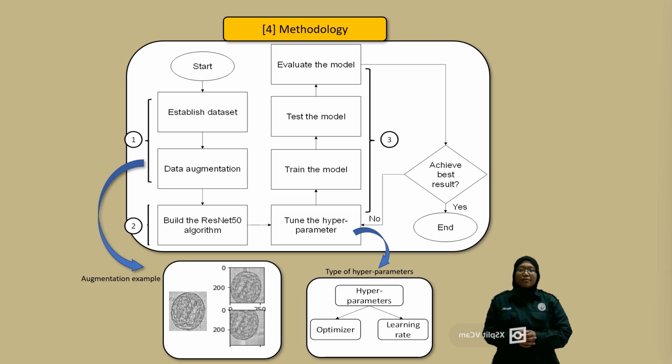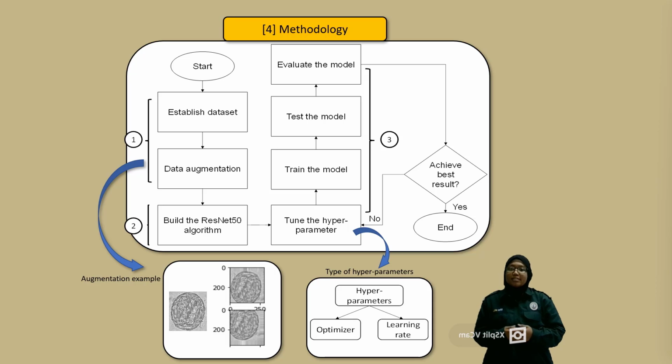The slide shows the methodology used in this project. This flowchart summarizes the method used in this project. It is divided into 3 parts, which are establishing the data set numbered by 1, selection of deep learning model architecture numbered by 2, and the last one is the model development and evaluation. The steps carried out in this project start with establishing the data set, augmenting the data set, building the algorithm, tuning the model, training the model, testing the model, and evaluating the model.